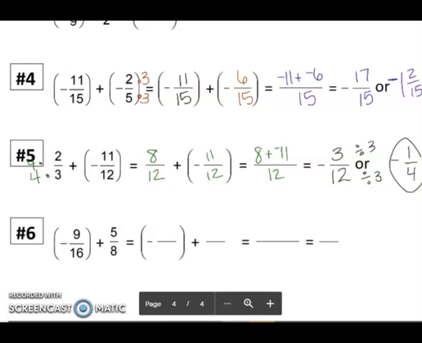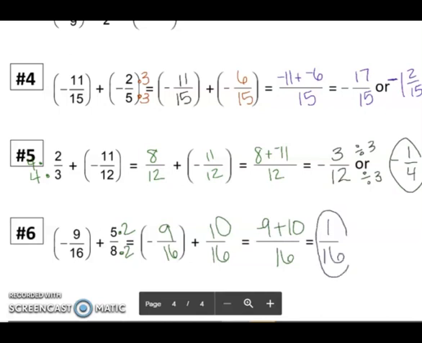Number 6, I have negative 9 over 16 plus 5/8. 16 is my common denominator, so I'm going to leave the first fraction alone. The second fraction, I am going to have to get that to 16 on the bottom, so times 2, and so I get 10 over 16. Then I'm going to add the numerators together. Negative 9 plus 10 is 1, and then over 16, that is my answer. Anytime I have 1 on top of a fraction, it's already reduced all the way down. There's nothing else to do.